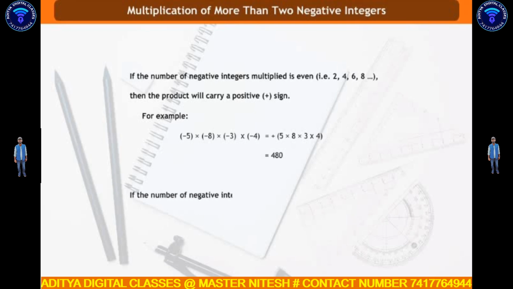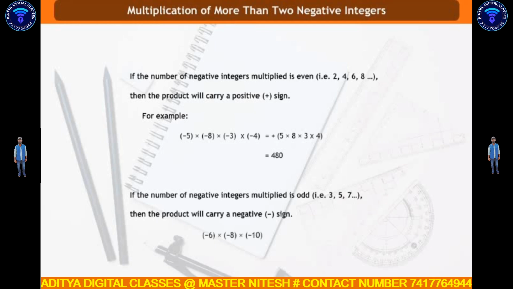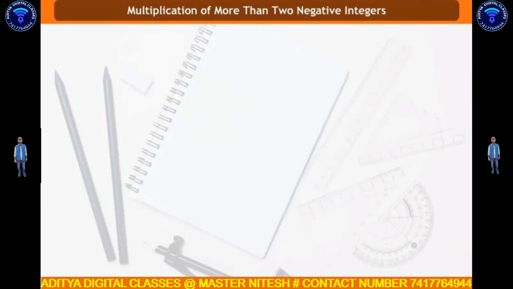If the number of negative integers multiplied is odd, that is 3, 5, 7 and so on, then the product will carry a negative sign. Similarly, minus 6 into minus 8 into minus 10 is equal to minus 6 into 8 into 10, which is equal to minus 480. Of multiplication of integers.